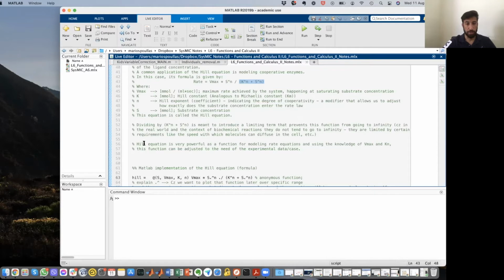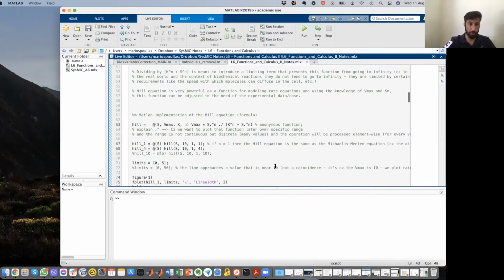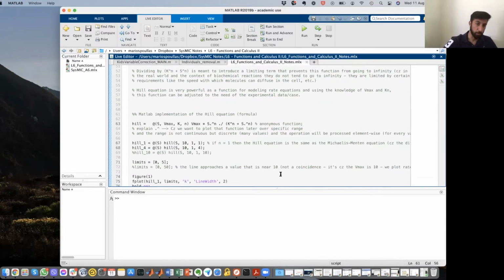Overall, the Hill equation is very powerful as a function for modeling rate equations, and by using the knowledge of Vmax and K, the function can be adjusted to the need of the experimental case. So based on the case we need to solve, we'll adjust this equation and be able to solve it. Let's now proceed into implementing the Hill formula. We are going to see this formula in MATLAB.